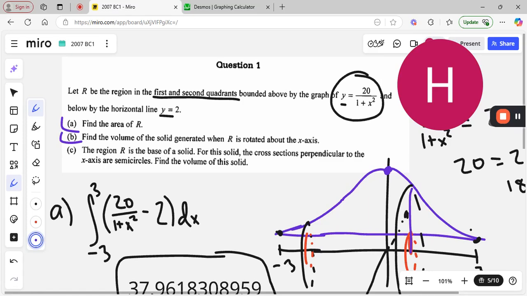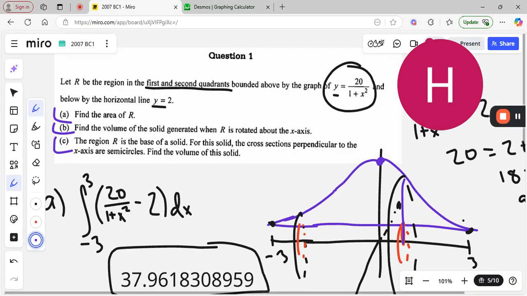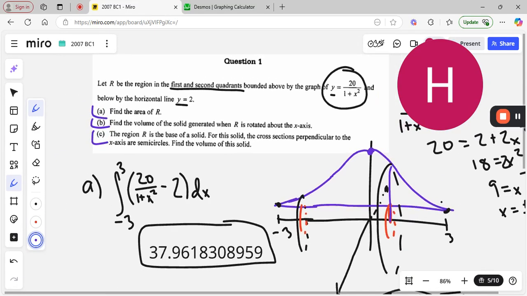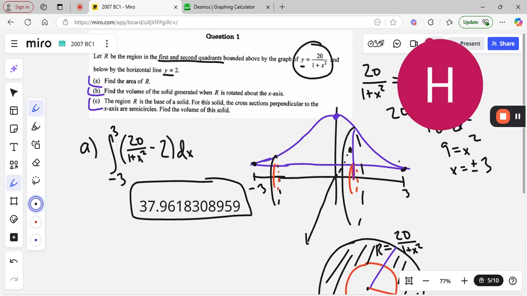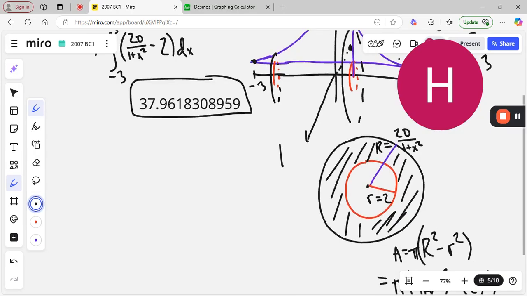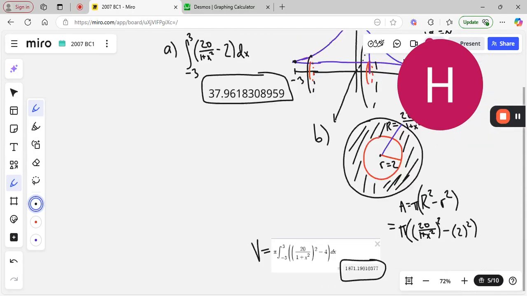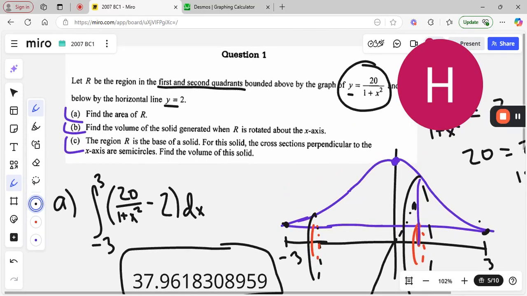Let's look at part C. The region R is the base of a solid. For this solid, the cross-sections perpendicular to the x-axis are semicircles. Find the volume of the solid. Okay, so let's see. This was part B. Does it make sense what we're looking at here? It says that the cross-sections perpendicular to the x-axis are semicircles. So that means that the diameter is in the region.